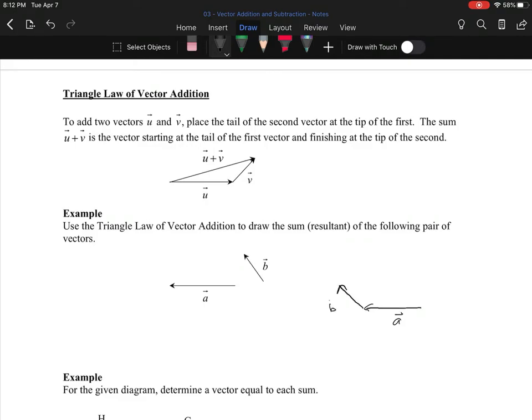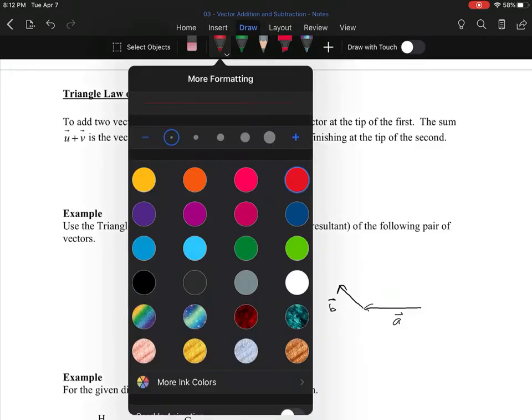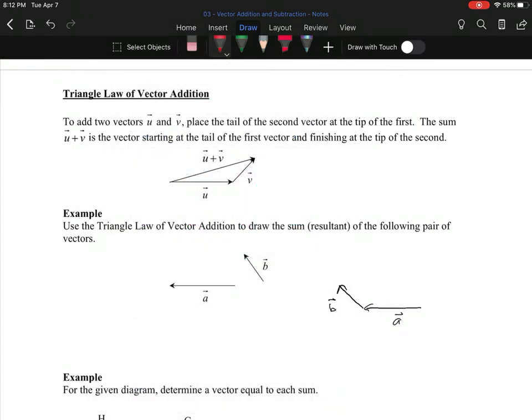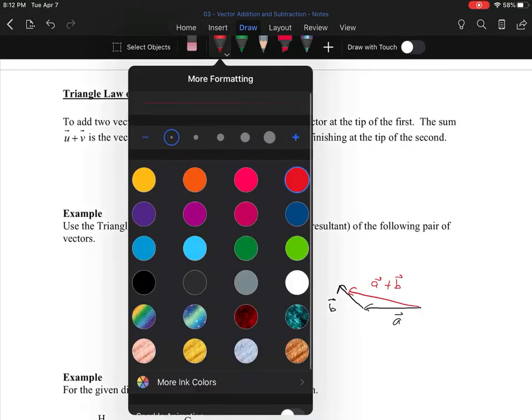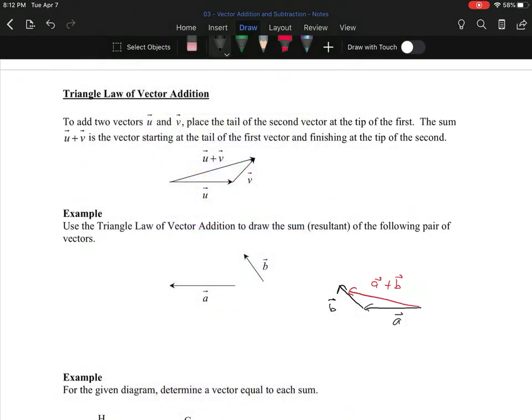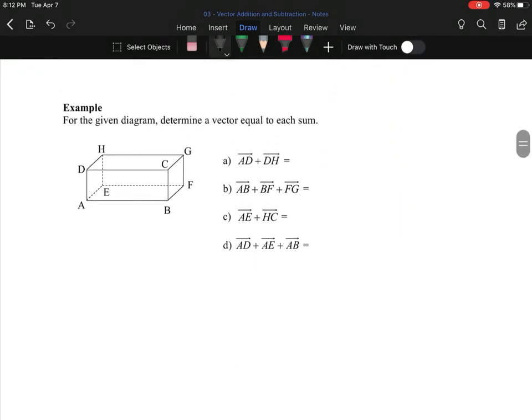So what I get is, here's an A, like that. Try to draw these sort of to scale, but not exactly. I'm just trying to get the idea here. And then B I'd add on to the end there. And the resultant here in red, there's what A plus B would look like. Start at the beginning of the first vector and end at the end of the second one.